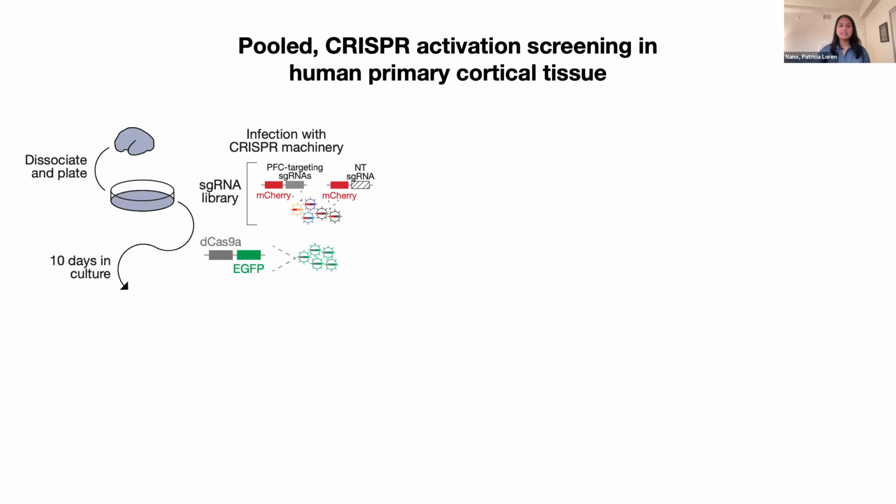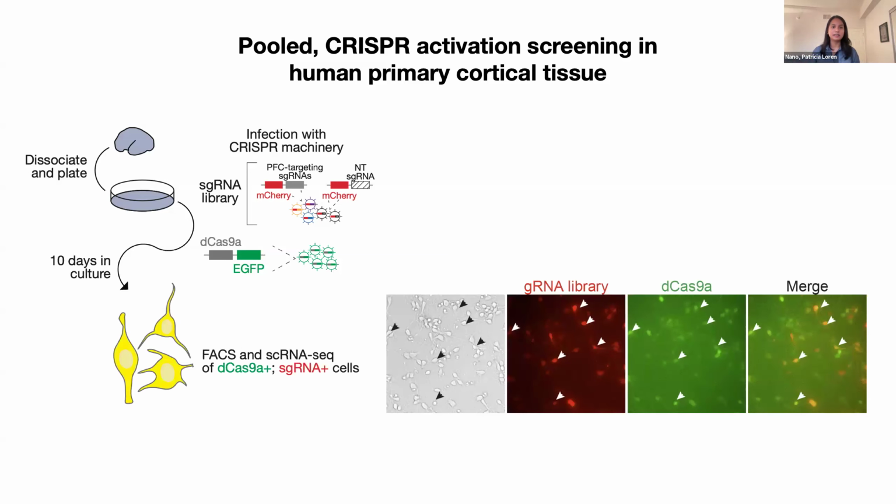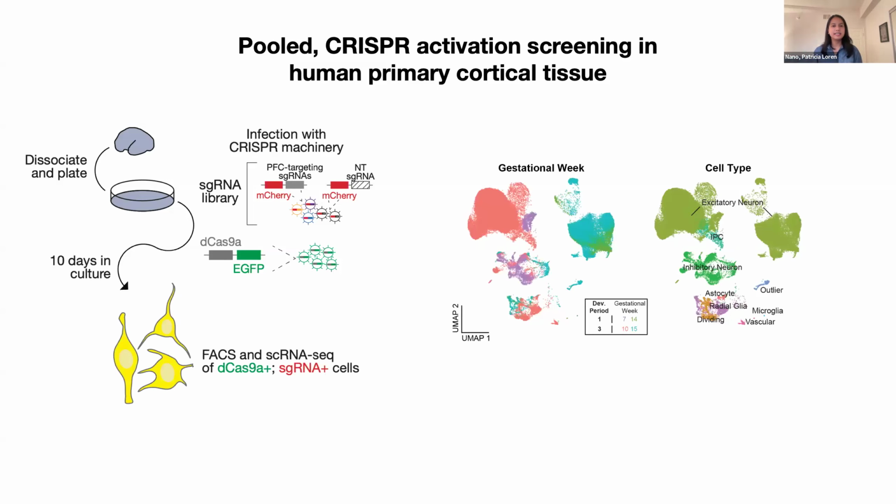After 10 days in culture, these cells still retain relatively healthy morphology. And so using flow cytometry and single-cell RNA-seq, I can then profile these perturbed cells. And what you'll see here in the UMAP of this perturbed data set is that these cells still retain the cell types that I would expect in a human cortex.